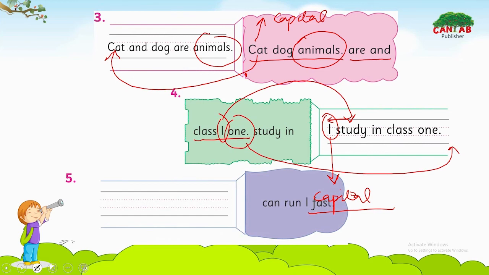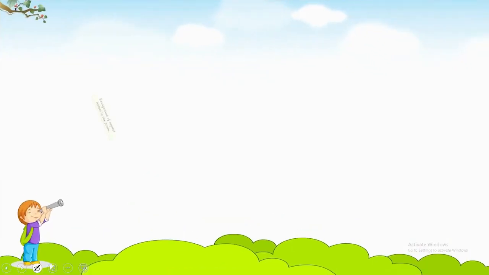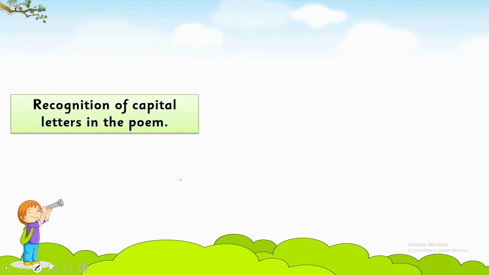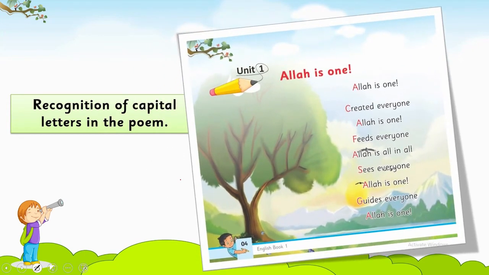The next sentence is can run I fast. So fast is at the last because there is a full stop in the last and I is capital, so I will be in the leading, and so the correct version is I can run fast because I is capital and there is a full stop in the last. So students, you have recognized the use of capital letters and the use of full stop, that whenever you have a sentence, the first letter of a sentence should be capital and there should be a full stop in the last.